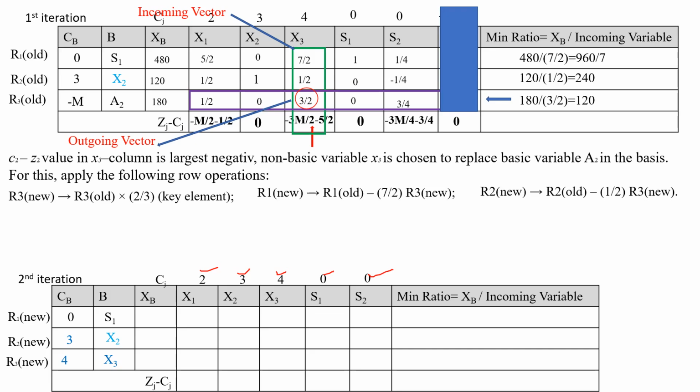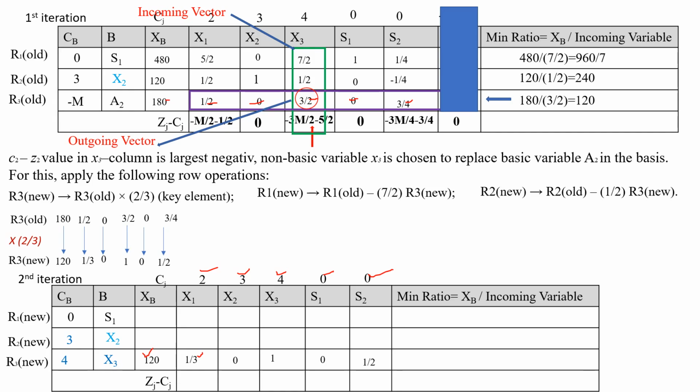So let's see the first row operation, that is R3 new equal to R3 old into 2 by 3. Here the R3 old elements are 180, 1 by 2, 0, 3 by 2, 0 and 3 by 4. So into 2 by 3 will become 180 into 2 by 3, that is 120. 1 by 2 into 2 by 3 will become 1 by 3.